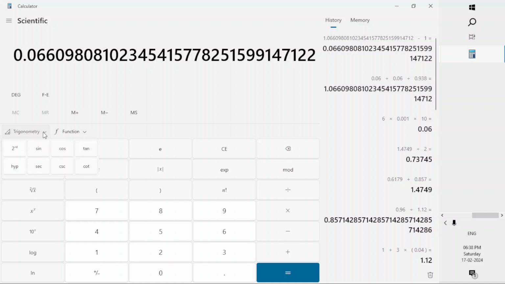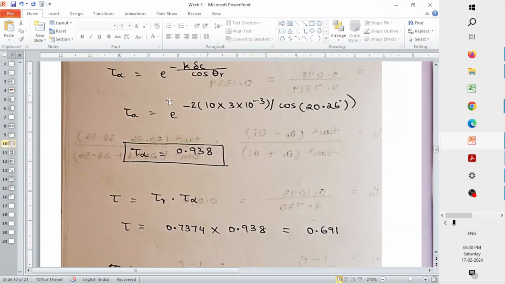Let's just go to the exponential. Here I guess we do not have exponential. Okay, so the value of tau alpha will be 0.938. You can use your calculator. Let me just show here. E power minus 1.06. Yeah, that is the same, 0.938.